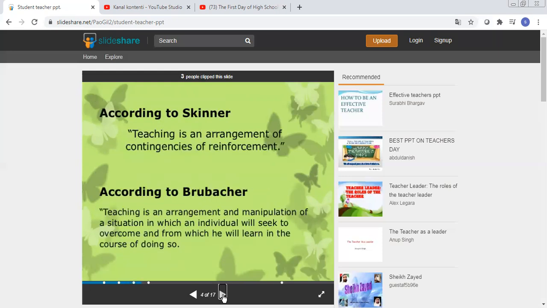According to Skinner, teaching is an arrangement of contingencies of reinforcement. According to Brubacher, teaching is arrangement and manipulation of a situation in which an individual will seek to overcome difficulties and from which he will learn in the course of doing so.